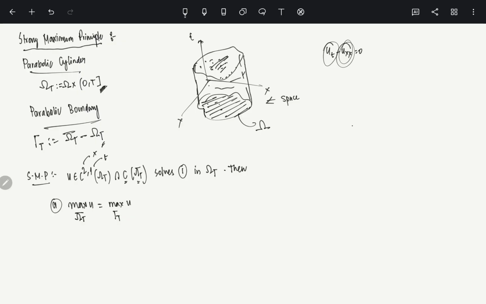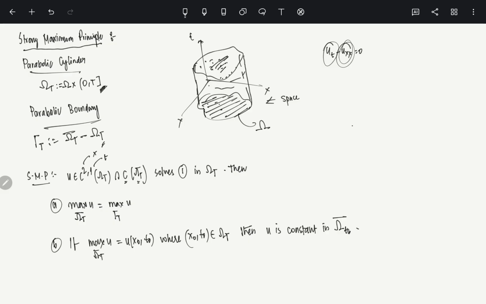And as I told you, if the maximum is attained in the interior, then it has to be constant. If the maximum of u in omega t bar is attained at u of x naught t naught, where x naught t naught is not in the parabolic boundary, that is, x naught t naught is in omega t, then u is constant in omega t naught bar. Is it okay? So that's the maximal principle.